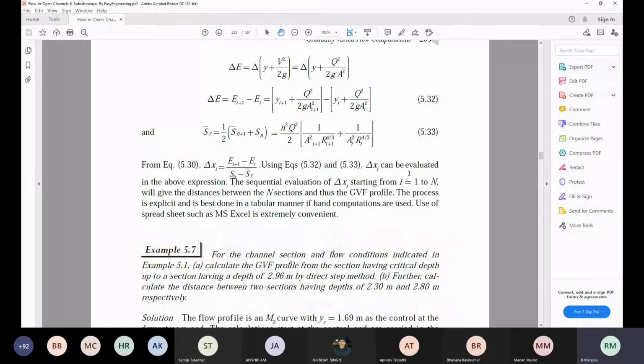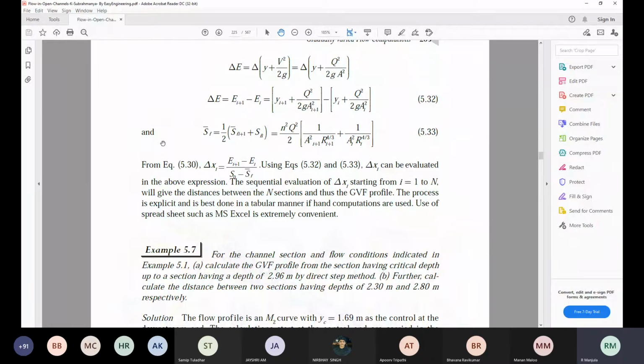So this delta xi can be evaluated using this expression, and you can find out the sequential evaluation of delta xi starting from i is equal to 1 to n. So that will give the distances between the n sections. So delta x between all the sections you can find, and the process is an explicit process. If it is done in a tabular manner, the hand computations are very useful. And you can use an Excel sheet also for doing the computations.